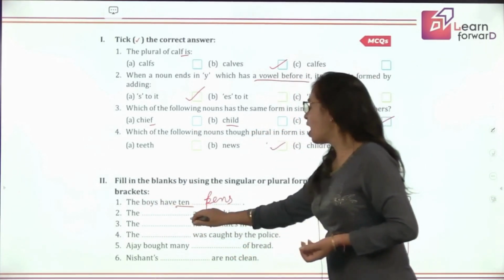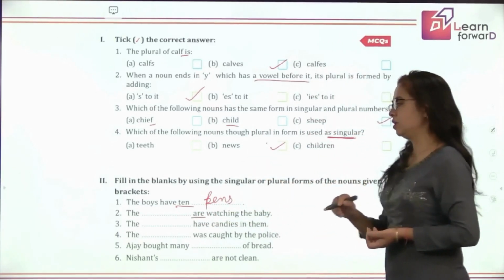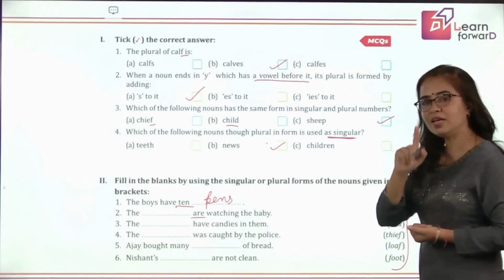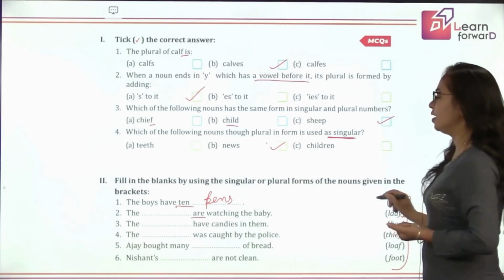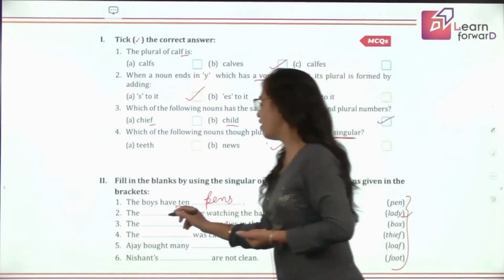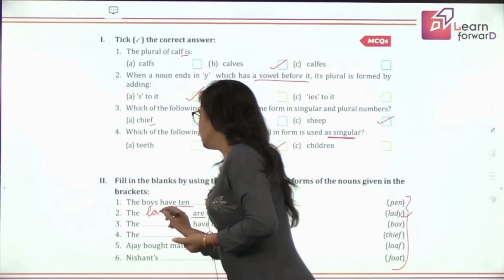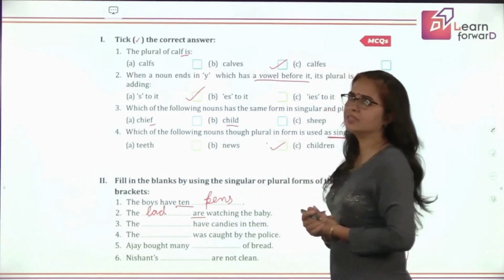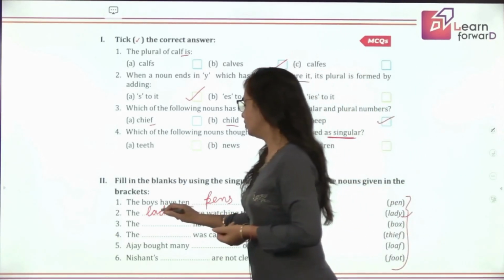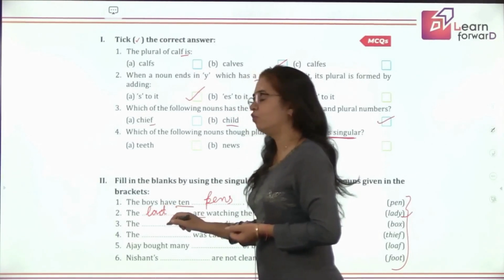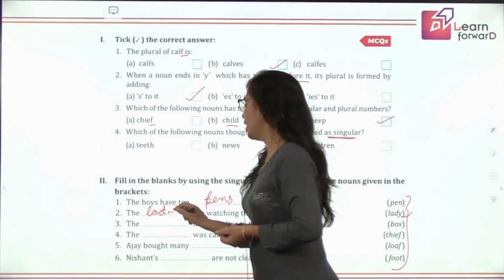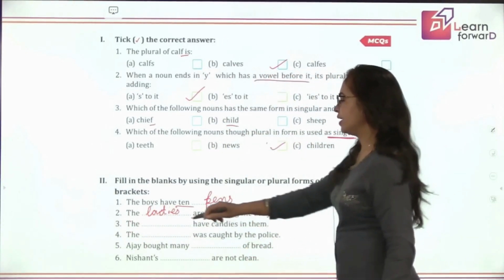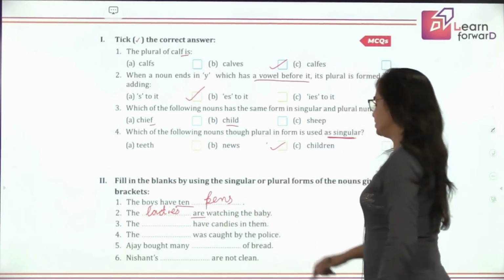The dash are watching the baby. So are is used with singular or plural? It's used with plural. Good. So lady becomes, see, lady, L-A-D-Y. So what rule we are following? There is Y at the end. So will you use ES? Will you use S? No. There is a consonant before Y. So we will drop Y and we will add IES. It becomes ladies, L-A-D-I-E-S.